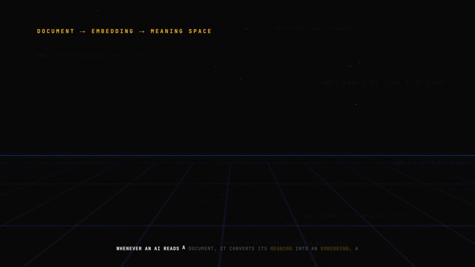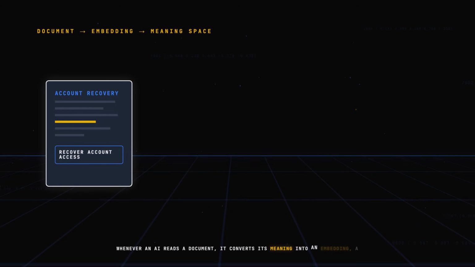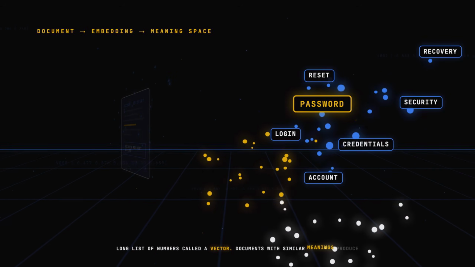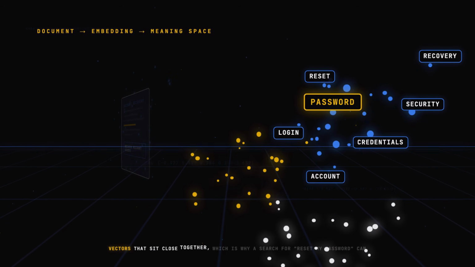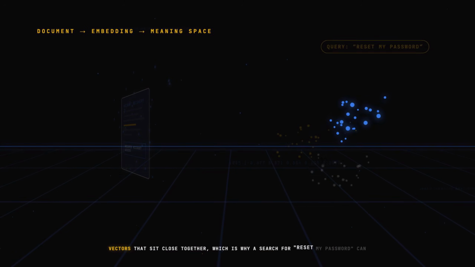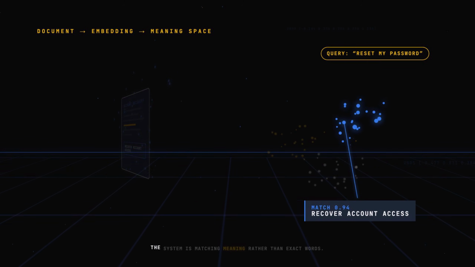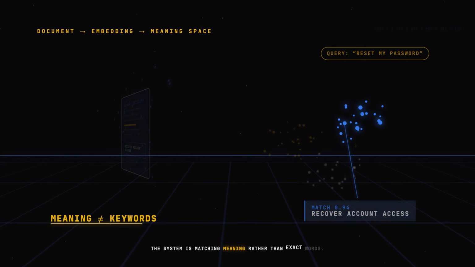Whenever an AI reads a document, it converts its meaning into an embedding, a long list of numbers called a vector. Documents with similar meanings produce vectors that sit close together, which is why a search for "reset my password" can find a document titled "recover account access." The system is matching meaning rather than exact words.